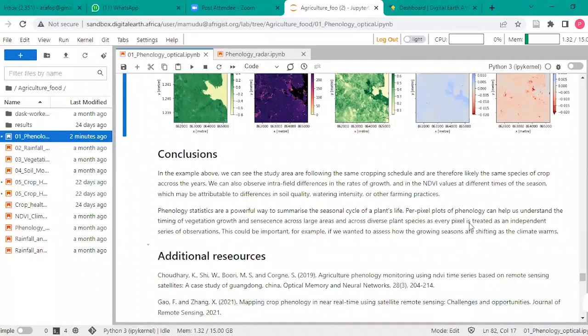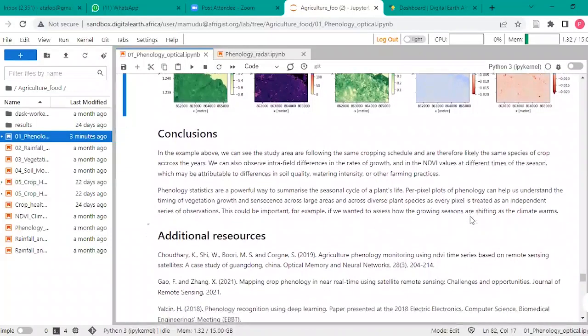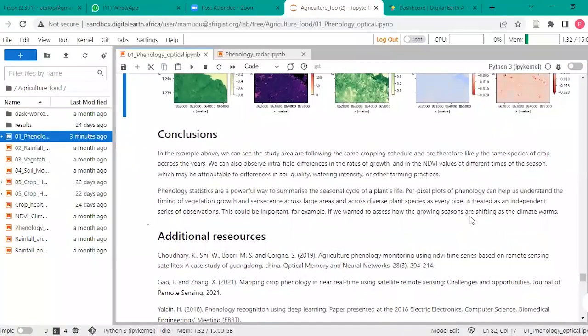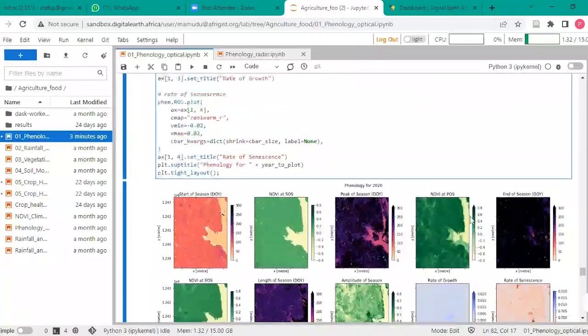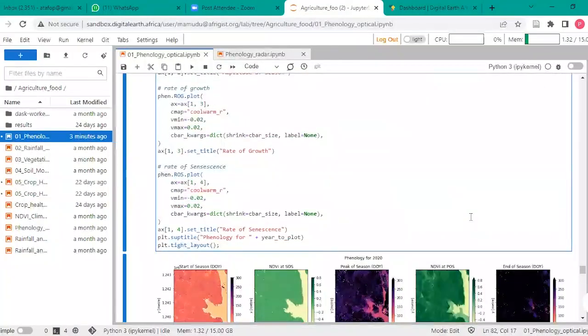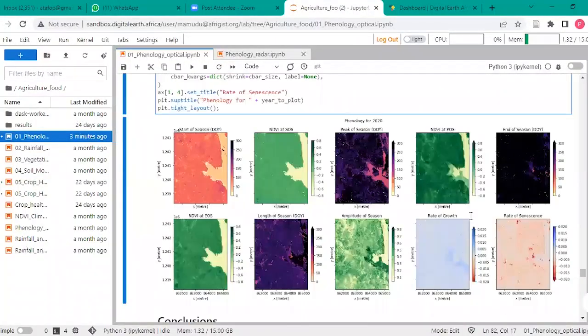So phenology statistics are a powerful way to summarize the seasonal cycle of plant life, and using the per pixel plot of phenology helps us to understand the timing of vegetation growth and senescence across a large area. For example, we can use it to assess how growing seasons change, where we can see that in 2020, the growing season started a little later compared to 2017 and the other years before it.